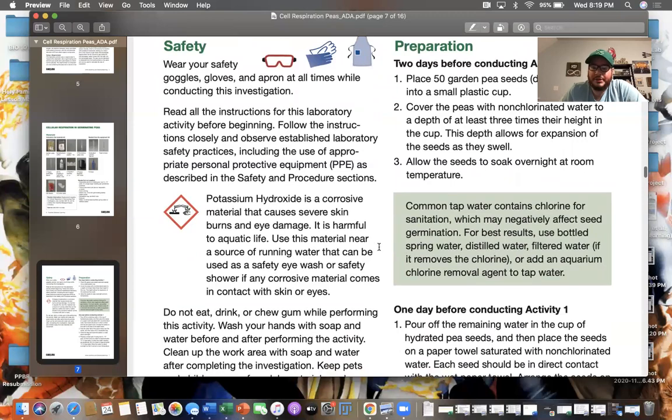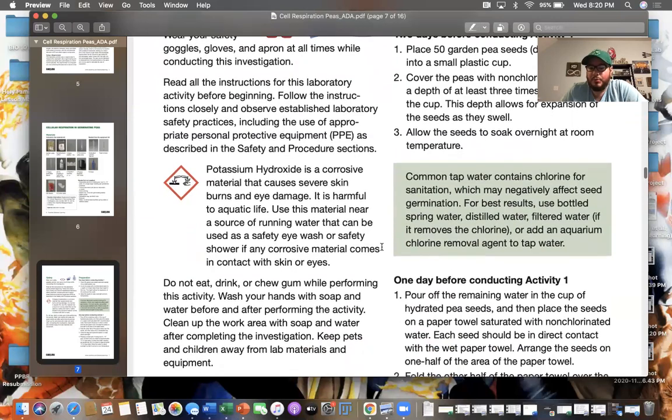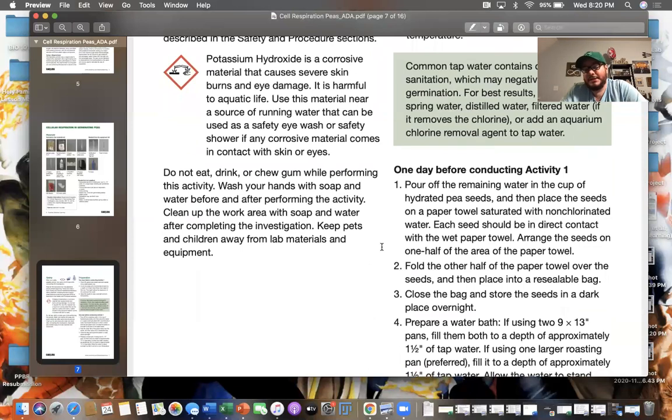I'm going to give you a little bit of a warning here about why you shouldn't use tap water for that. So then the next day, so yesterday, if you're watching this and are going to be completing activity 1, you would now remove the water from your hydrated pea seeds and place the seeds on a paper towel that is saturated in non-chlorinated water. Each seed should be in direct contact with the paper towel. You're going to fold the paper towel up and place it into a sandwich bag or some sort of sealable bag overnight.